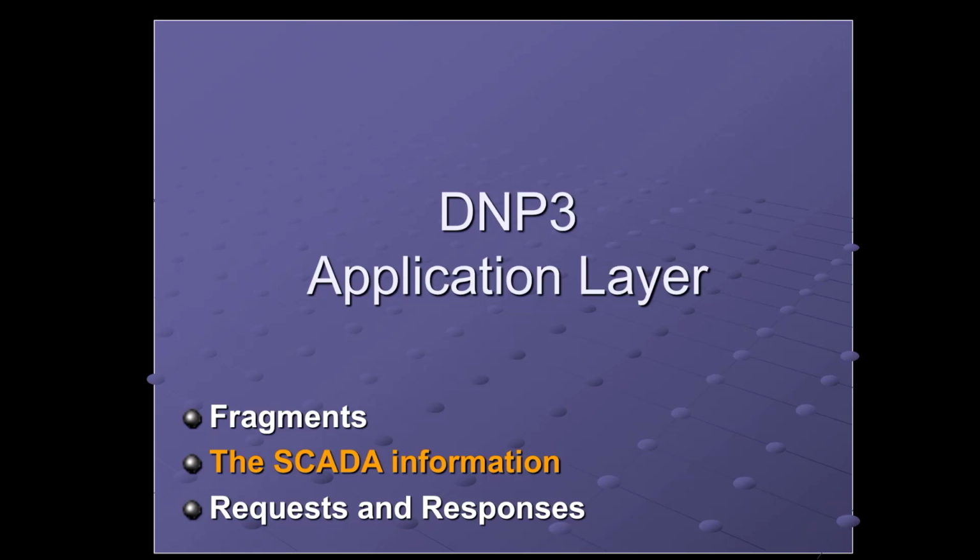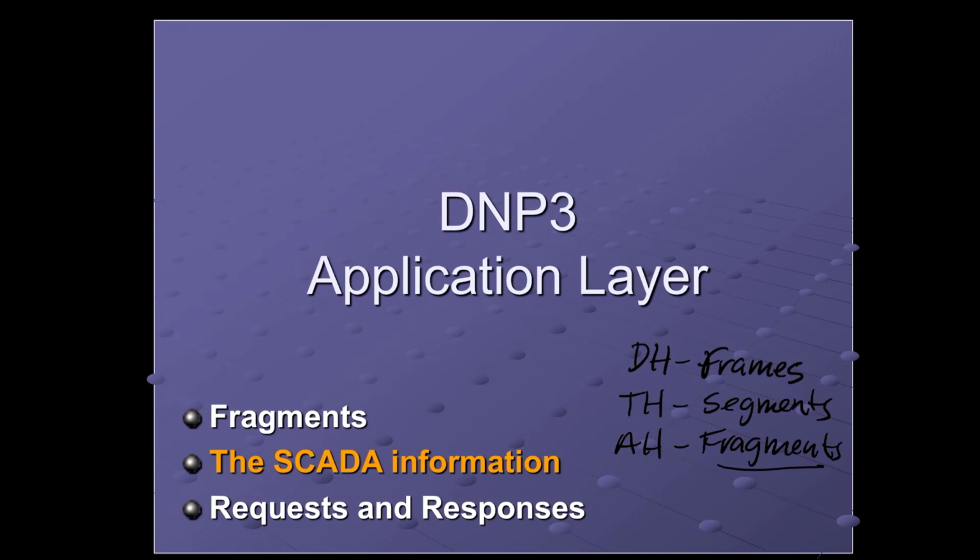So if we go back, we had data link header that was working with frames. We had the transport header that was working with segments. When it comes to the application header, we're working with something called fragments. So now you'll see that we have a fragment sequence number associated with the application header. We had a segment sequence number associated with the transport header, and we were working with frames, and the size of the frames is a length byte for a data link header.